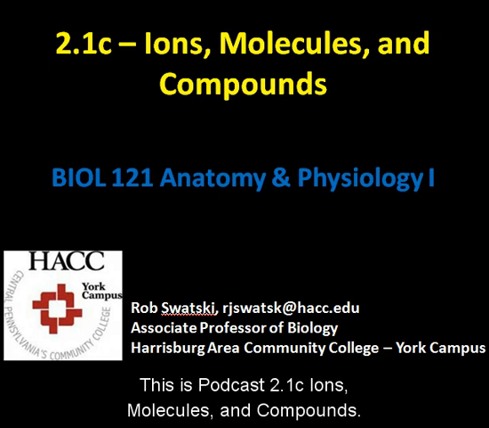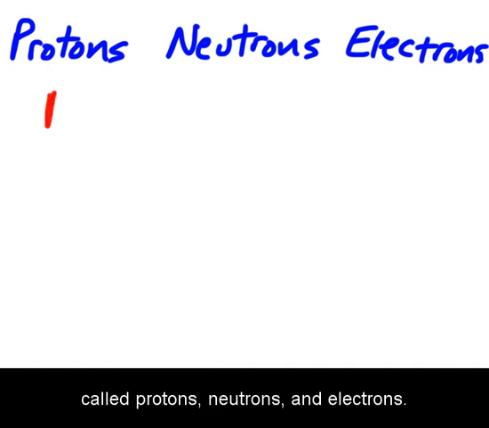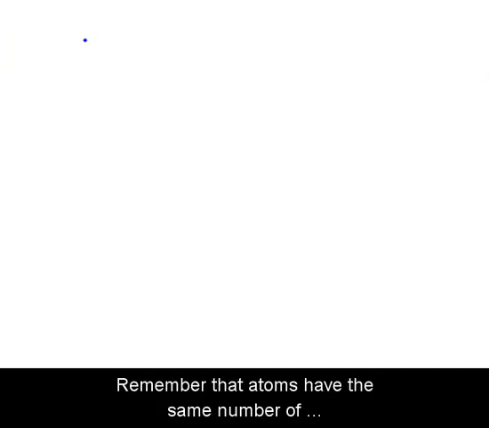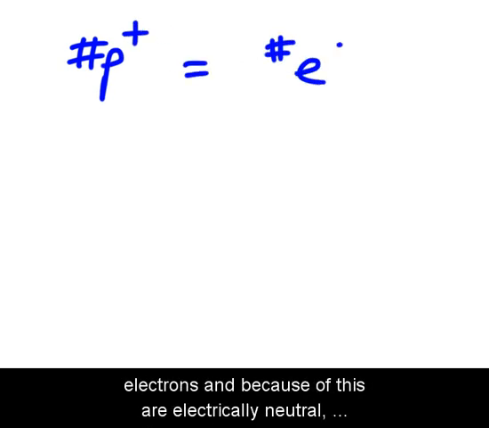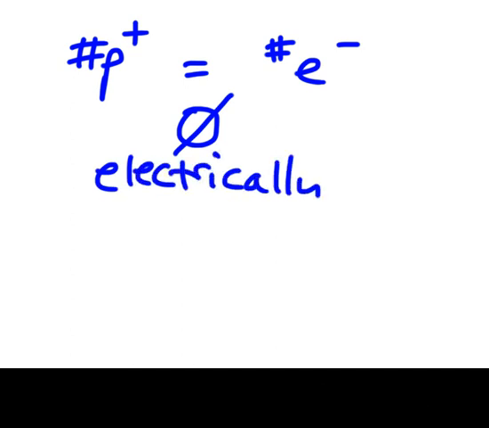This is podcast 2.1c, Ions, Molecules, and Compounds. As we know, atoms contain three subatomic particles called protons, neutrons, and electrons. Remember that atoms have the same number of positively charged protons and negatively charged electrons, and because of this are electrically neutral, meaning that they do not have a net charge.